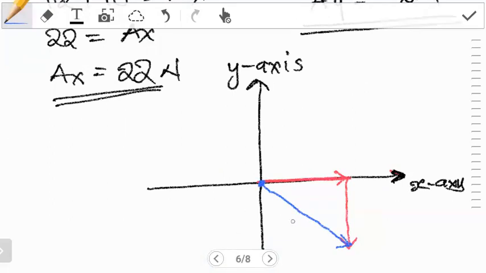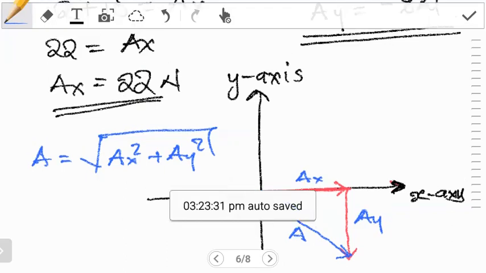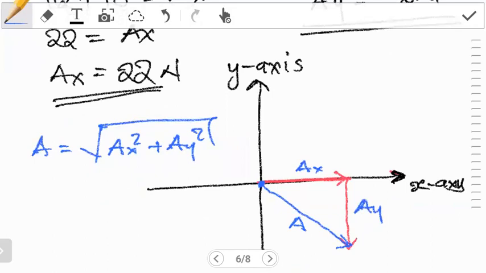From here, to get this vector A, given A in X and A in Y, you have to recall that the Pythagorean theorem gives me the magnitude A. You should recall from the previous video that this is given by the square root of A in X squared plus A in Y squared. In this question, they didn't ask us to find the magnitude of A. They only wanted the components of A, which are 22 newtons and -8. But if you wanted the magnitude of the vector itself, not the components, you use the components in this equation to get the vector A.